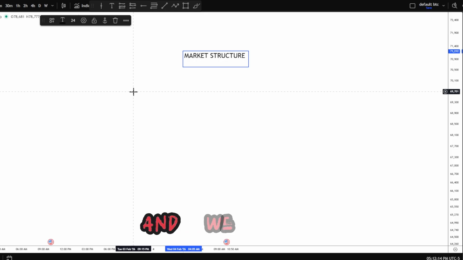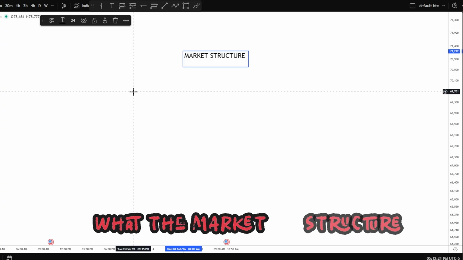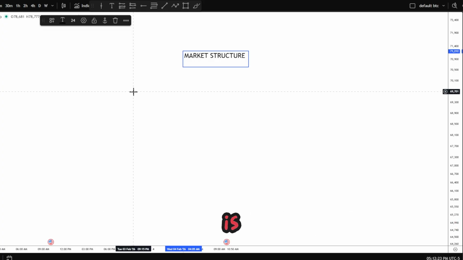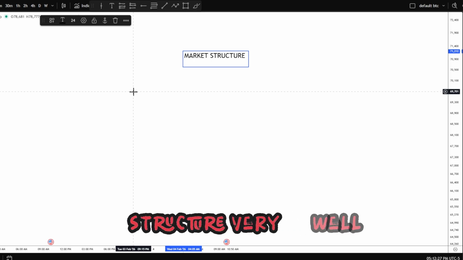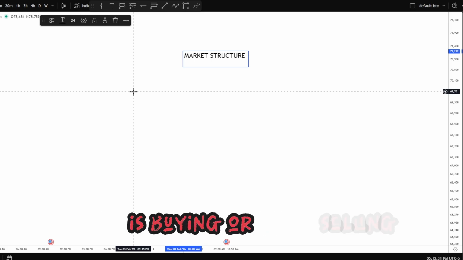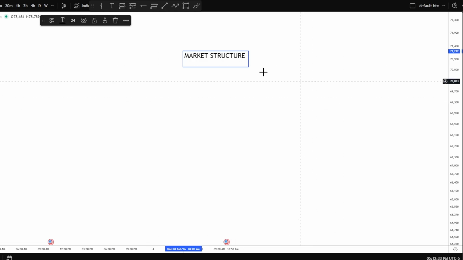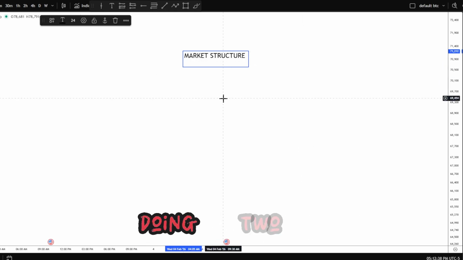Market structure, and we are going to talk about market structure and the types of market structure. So, what's the benefit of actually knowing what the market structure is? Knowing market structure is going to save you from guessing in the market. When you understand market structure very well, you would come into the market knowing whether the market is buying or selling. So, in any given condition, on any day that you enter, the market is always doing two things.